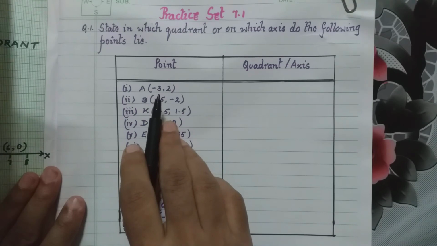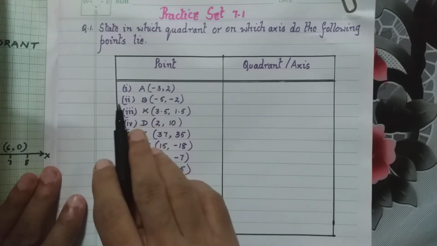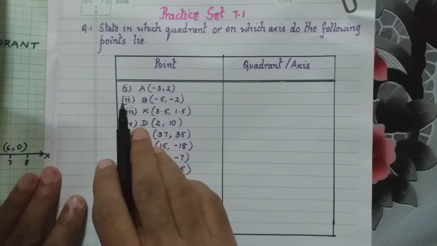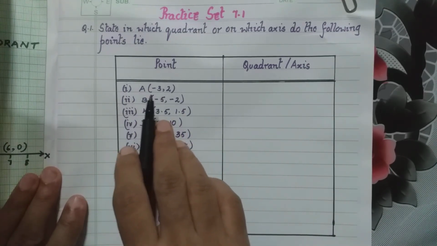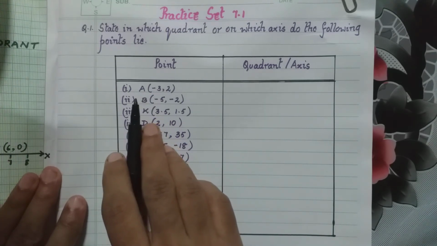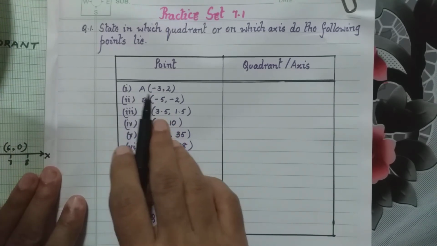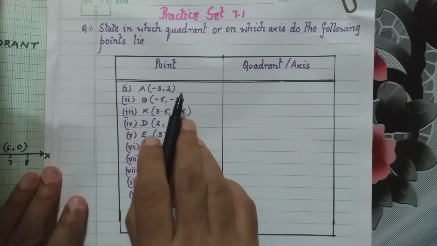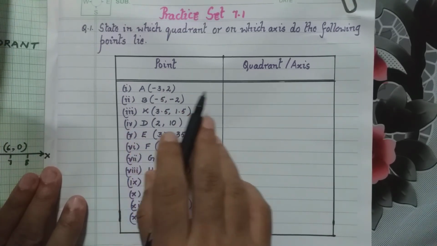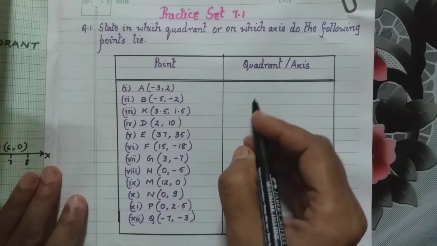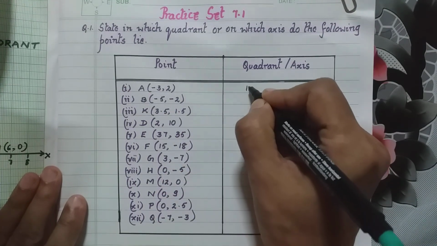Now the x coordinate is negative, so it will lie to the left side of the y-axis. Therefore, it will be in the second quadrant because the y coordinate is positive. So negative, positive will be the second quadrant.